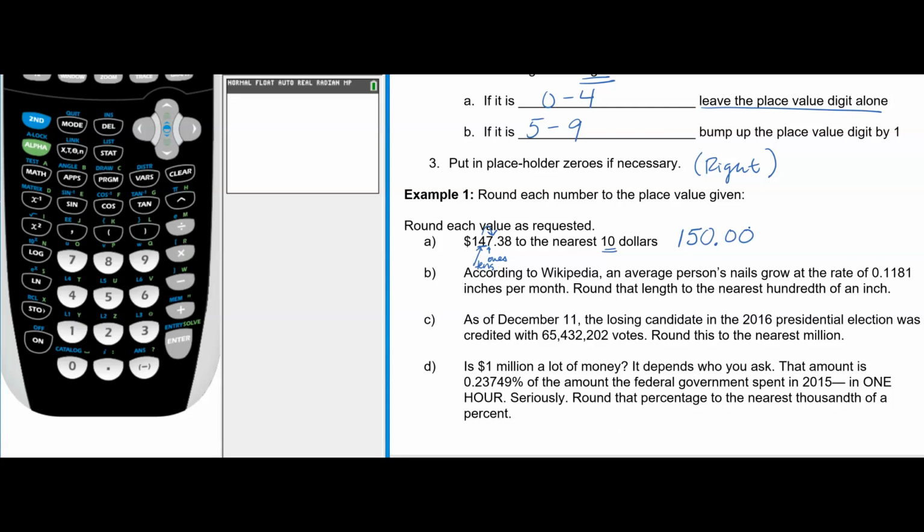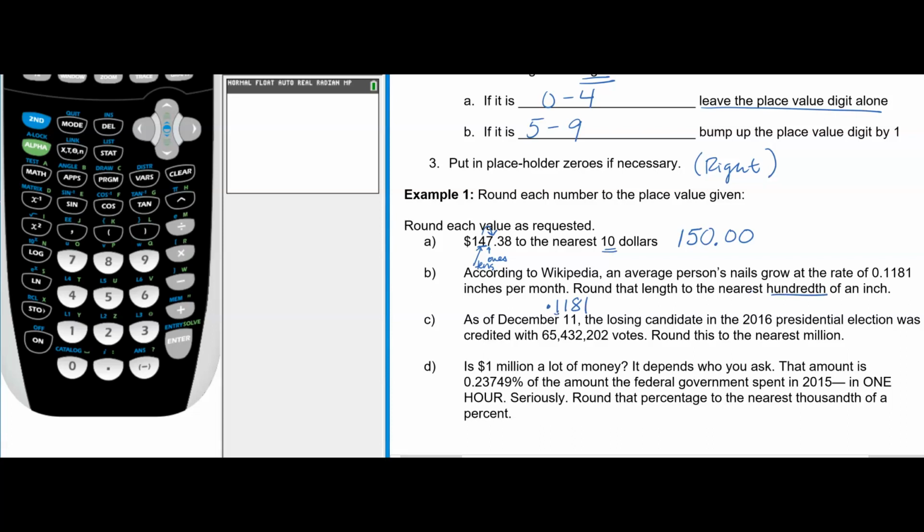Okay, so for part B, we want to round. It says the average person's nails grow at the rate of 0.1181, and we're rounding this to the nearest hundredth of an inch.